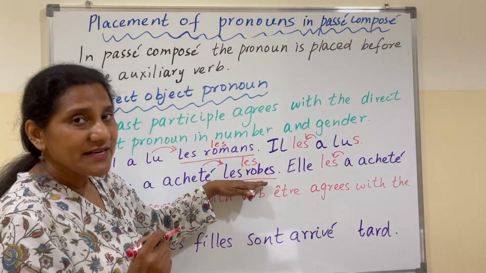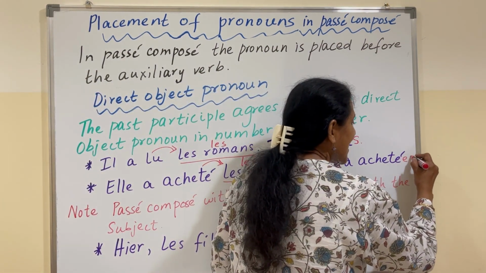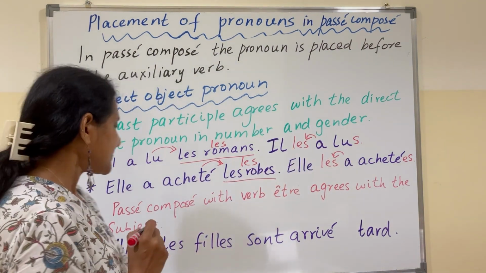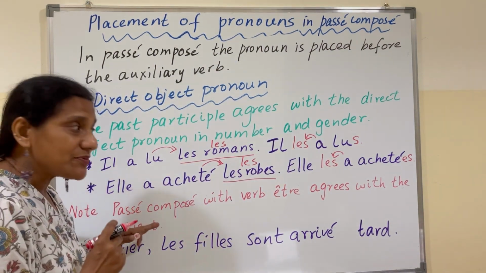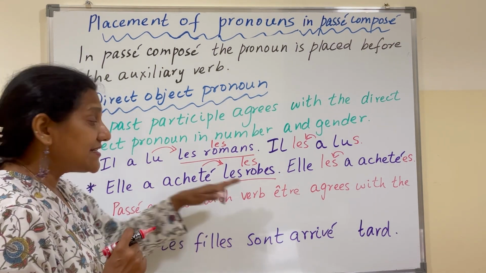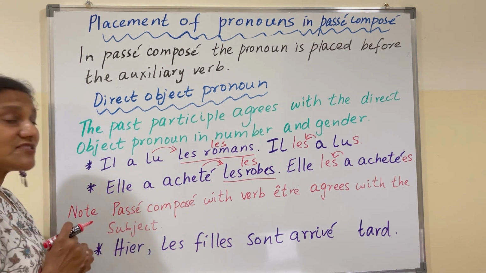Les robes is feminine and plural. So add an E for feminine and add an S for the plural. So, elle les a achetés. However, passé composé can also be formed with the auxiliary être. In such a case, passé composé with verb être agrees with the subject.